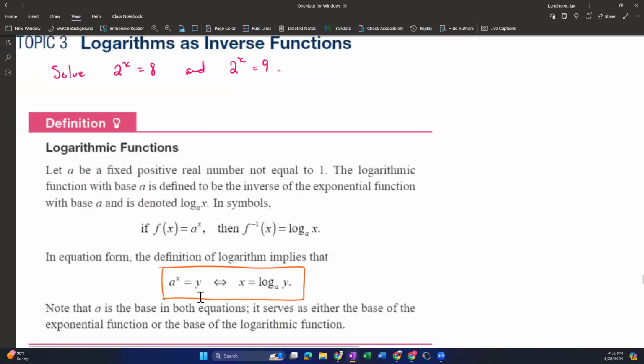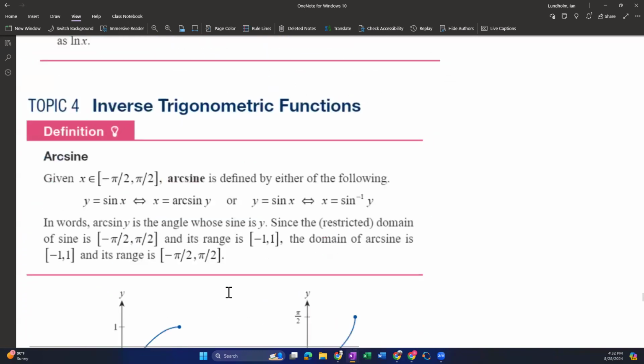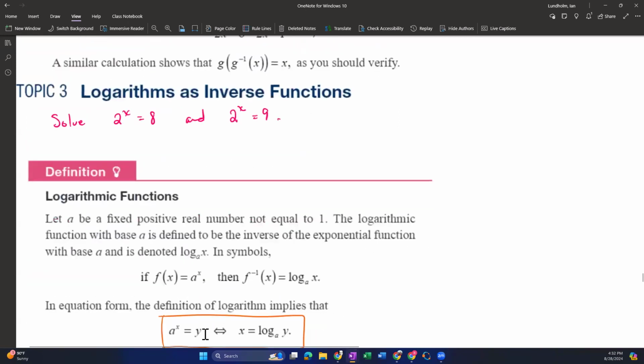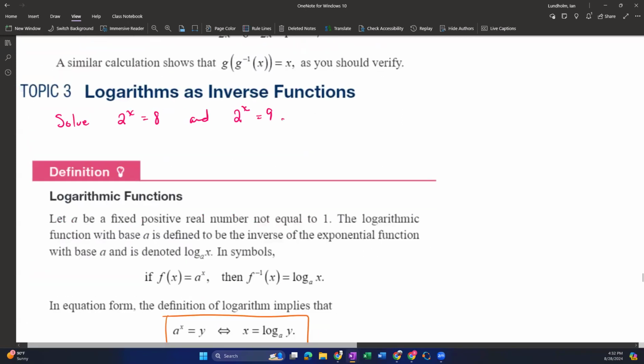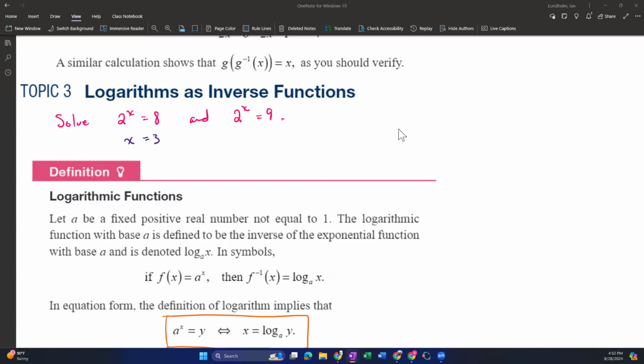All right. On to the second to last topic. Yes, topic 3 is logarithms as inverse functions. Okay, so if we looked at this first equation, it would not be too bad to just do this by inspection and think about what exponent we would need to put on 2 to get 8. The answer, x equals 3. No problem. Over on the right, what exponent do we need to put on 2 to make it equal to 9? Not so easy. It's going to be some irrational number.